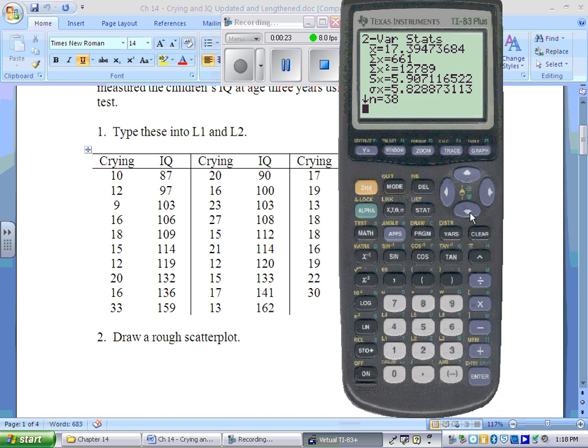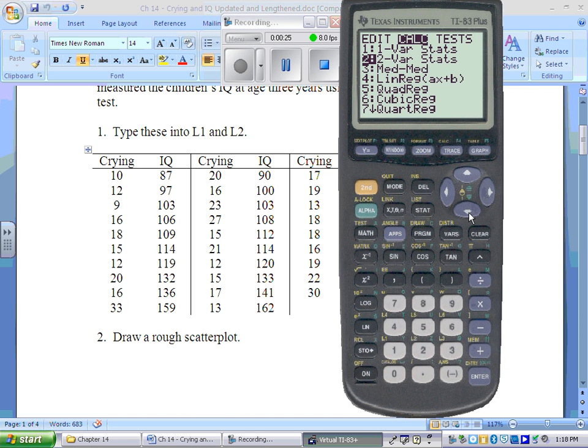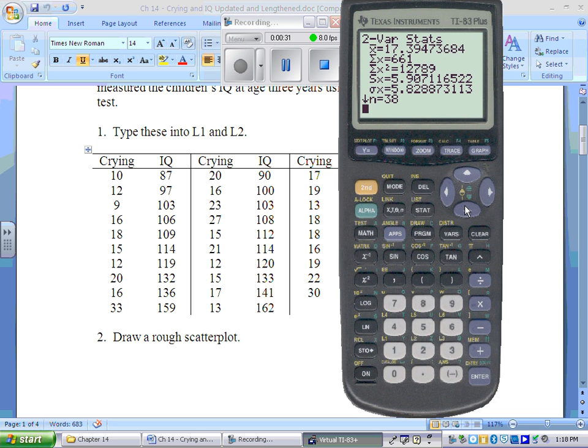If you've forgotten, you can go STAT, CALC, 2-Var Stats, and you'll get your x-bar to be 17.39 and your y-bar to be 117.2368. If you don't have those numbers right, try to figure out where you messed up, because otherwise the rest of the numbers that you do in the whole activity will be wrong.